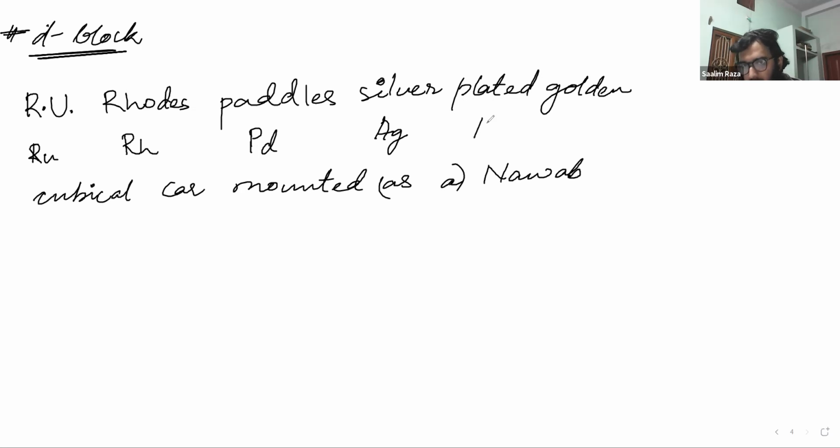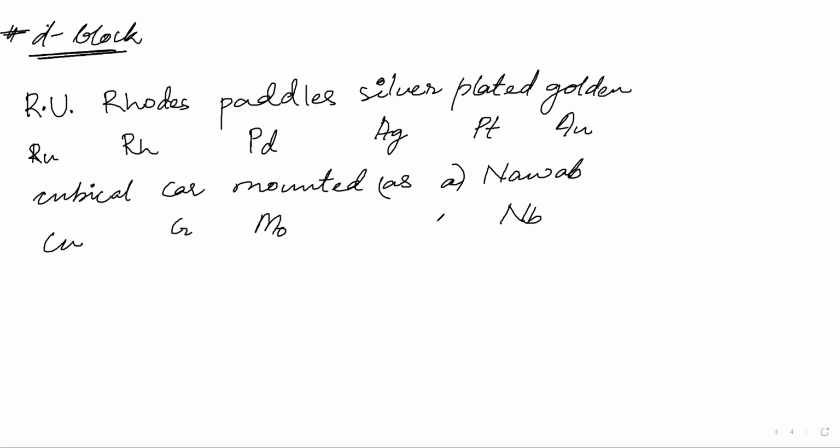Plated is for platinum, Pt. Golden is for gold, Au. Cubical will be for Cu, which is copper. The car here is the mnemonic for Cr. Mounted is for Mo, molybdenum. And Nawab is for Nb. Got this? Yes. Done, sir. Okay.